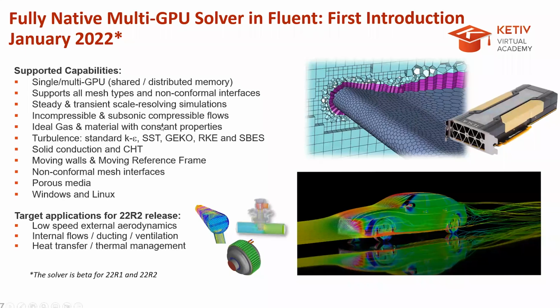Given the physics that I just discussed, some of the target applications where this native multi-GPU solver can be used are low-speed external aerodynamics, internal flows, like I said, HVAC applications, and any type of conjugate heat transfer thermal management problem that you're doing today. Even though the GPU solver is in beta mode, I can tell you from personal experience that a lot of our customers have already started using it because their applications are similar to what you see on the slide, and they're seeing some great speedups and performance gains by switching from the CPU to the GPU mode of doing their calculations.